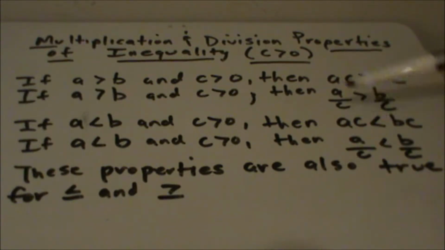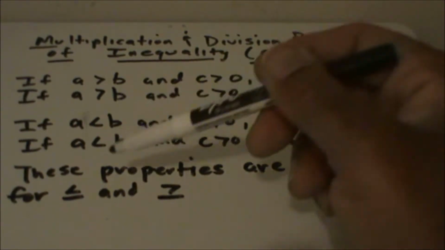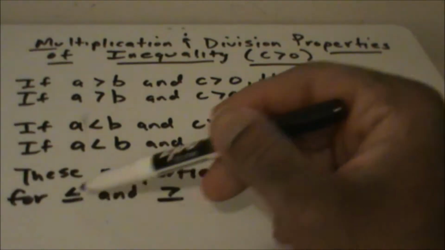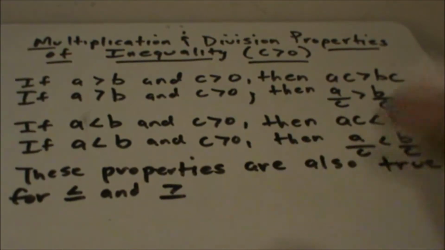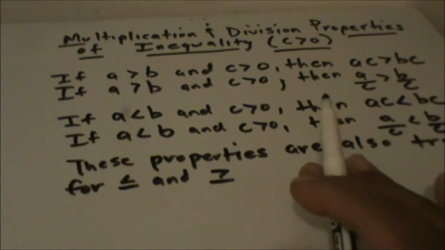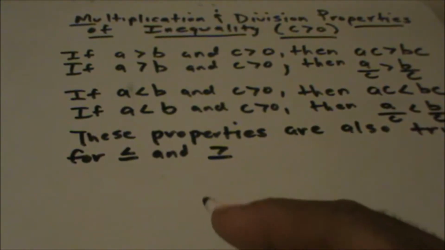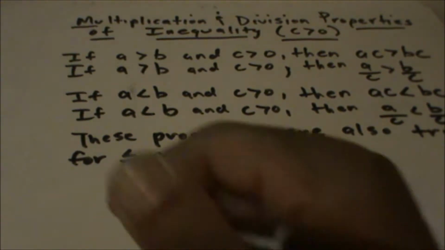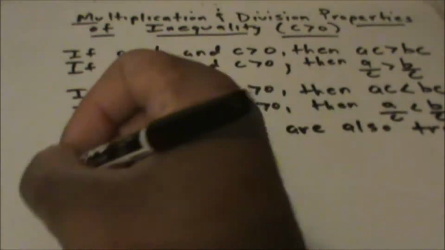Now I'll show you the examples, and it applies for less than with the operations for multiplication and division, as well as less than or equal and greater than or equal. It applies the same way. All right, here's the first example. We're going to solve the inequality and graph it as well.